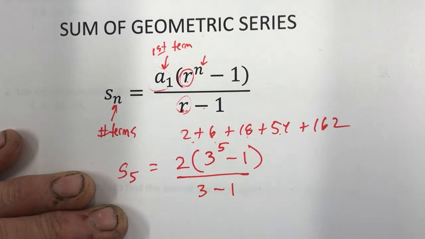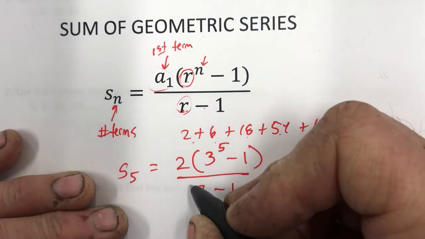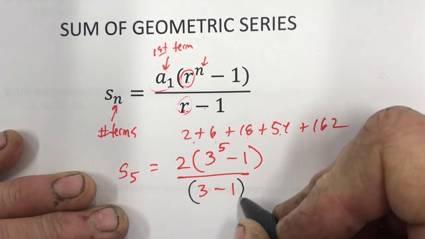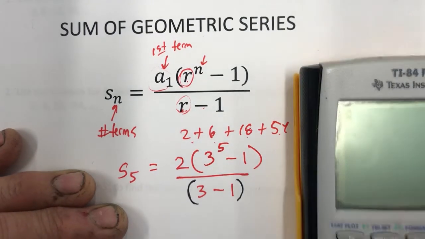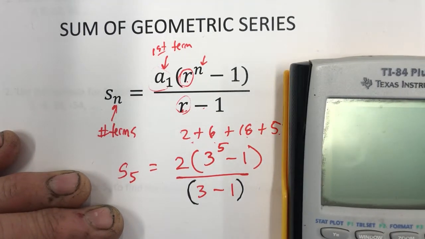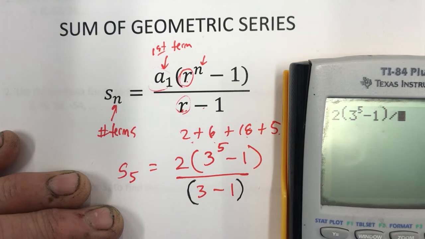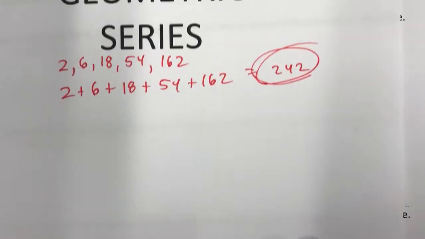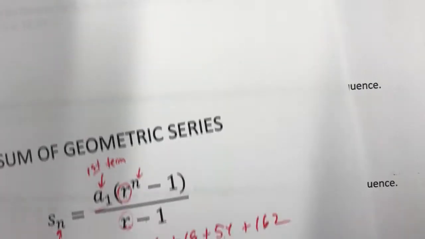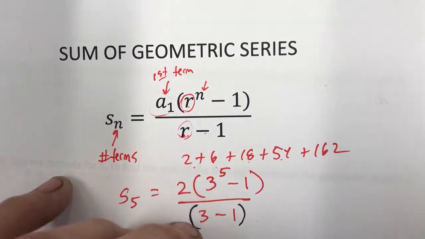Okay, and I just punch this in the calculator. Now, one thing you do have to note, when you punch this in the calculator, you have to put parentheses around this bottom right here. Okay, so let's try this. So I've got 2, then I have 3 to the 5th power minus 1 in parentheses divided by 3 minus 1. And you can just do 3 minus 1 in your head, just put divide by 2. But there you go, 242, and that's what we had gotten a while ago, 242. So that's how you can find the sum of a geometric series.